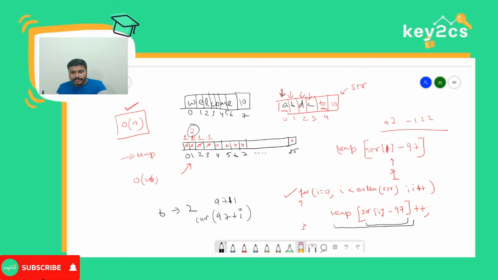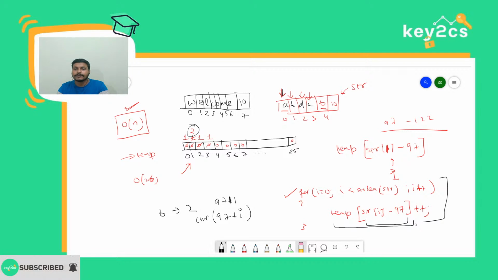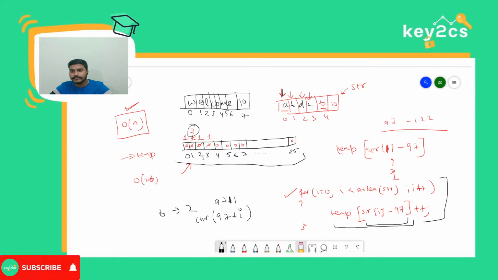Got it? So likewise, for each character in the given string, we would update the corresponding value in the temporary array. So this loop will do the task. After the completion of this loop, we just have to scan the temporary array. The values here would have been updated already because we have already run this loop.